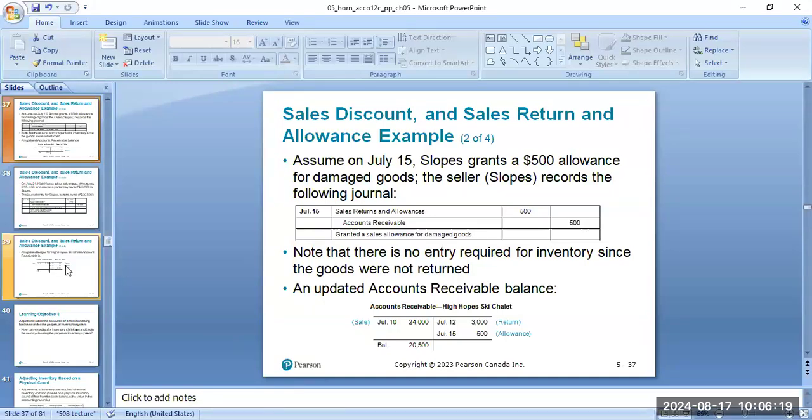So what happens with the accounts receivable at this point? First, we have to collect $24,000, but the client returned inventory for $3,000 that we sold. That's a reduction in accounts receivable of $3,000. Plus, we give the client a $500 allowance, which brings accounts receivable for this particular client to $20,500.